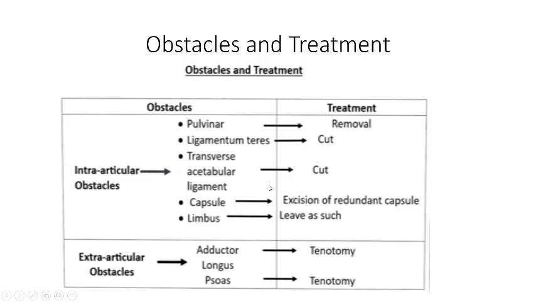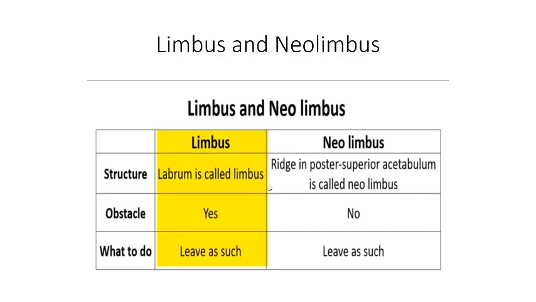Here, one thing is very important, that is to understand the concept of limbus and new limbus. The labrum is now called limbus. The new limbus is actually a ridge in the posterior part of the acetabulum that is developed due to repetitive movements of the femoral head within the acetabulum. Limbus is an obstacle, while new limbus is not an obstacle. Both limbus and new limbus should be left as such.